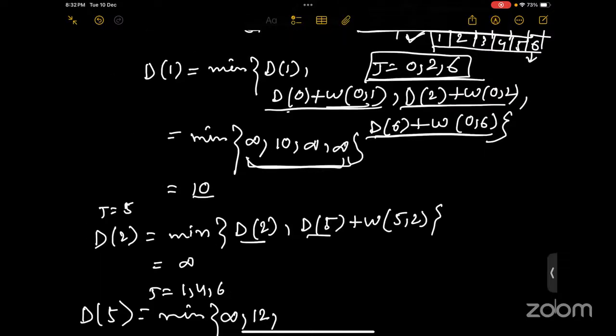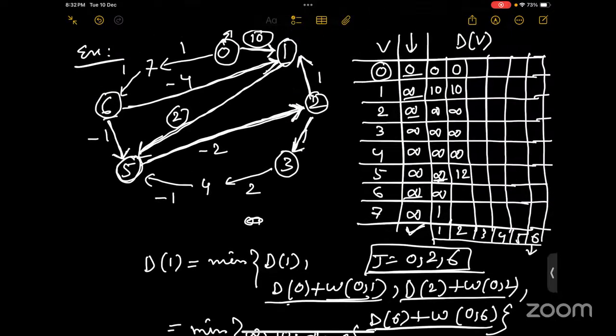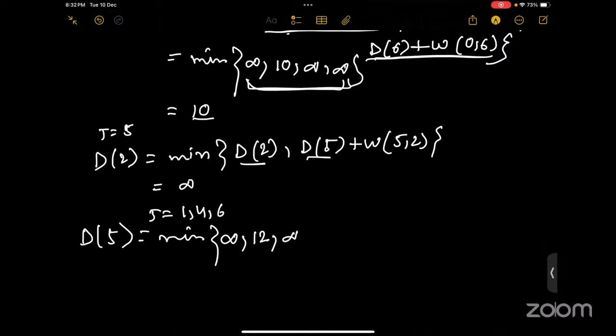Then distance of 4. The distance of 4 in the previous step was infinity, and distance of 6 was also infinity. So we will take infinity comma infinity. So this will be 12. Okay, ma'am, now I got confused. Why? Please scroll up.